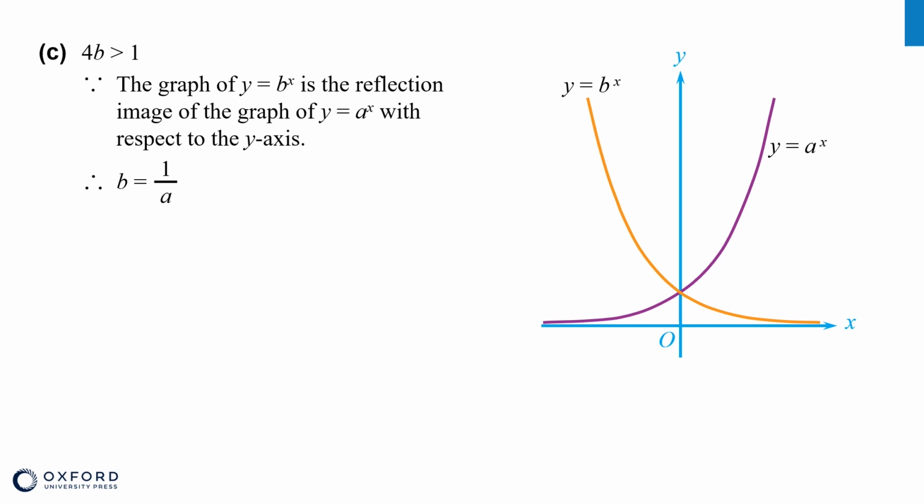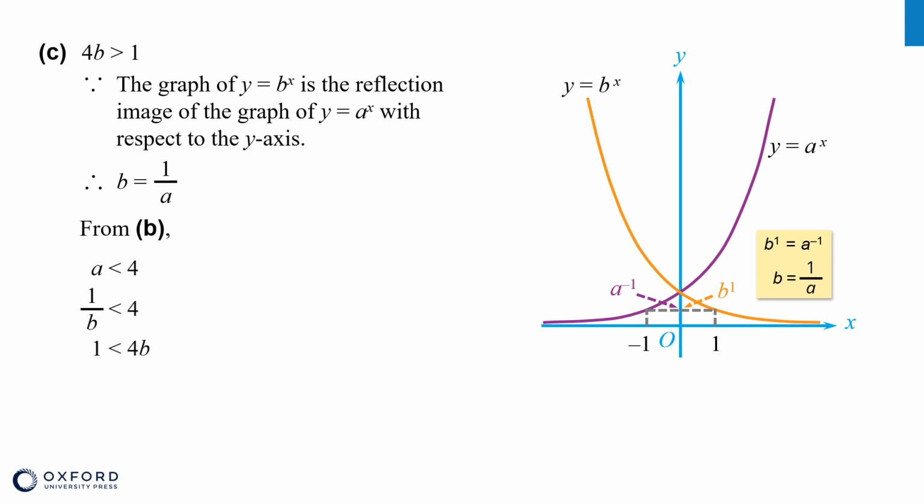Can we get this from the figure? Here, because the two graphs are reflection images, b to the first power is equal to a to the negative 1. And we have b is equal to 1 over a as well. At this point, we've got a relation between a and b, and then we can convert the range of a, which we get from part B that is smaller than 4, into that of b. Finally, we can conclude that 4 times b is greater than 1.